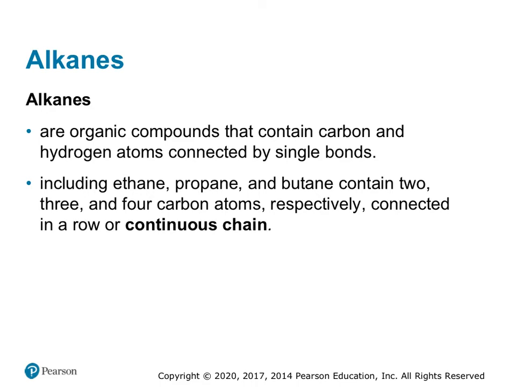The group of compounds we're talking about today are called alkanes, and they are compounds that contain only carbon and hydrogen, and they are connected by single bonds. So that's the main key there, an alkane contains single bonds. Ethane contains 2 carbons. Propane contains 3 carbons. And butane contains 4 carbon atoms, all connected in a row, or what's called a continuous chain.